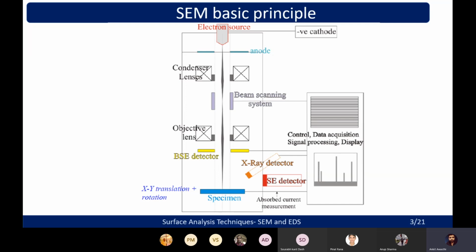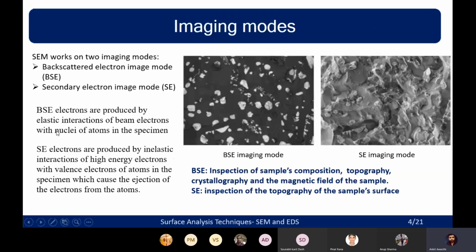So actually there are two kinds of imaging modes in this SEM. First is the backscatter electron imaging mode, and this is the secondary electron imaging mode. As I explained earlier, backscatter electrons are produced by the elastic interaction of the beam electrons with the nuclei of the atoms in the specimen. So they generally interact with the nuclei of the atoms, and they get reversed back or fly out of the sample.